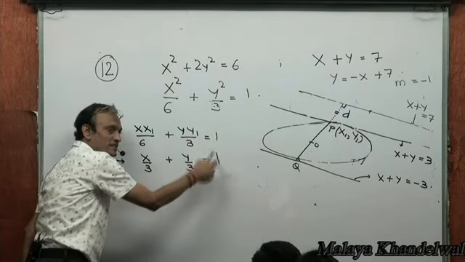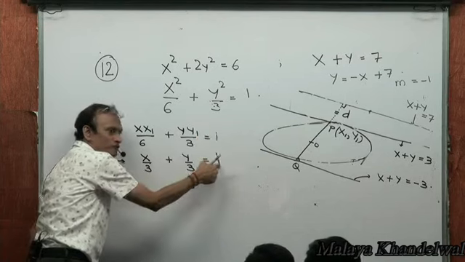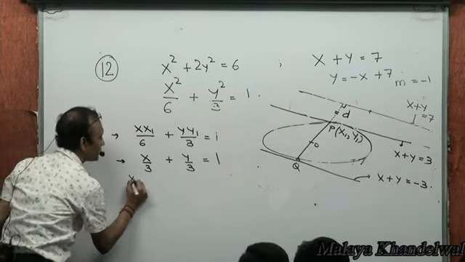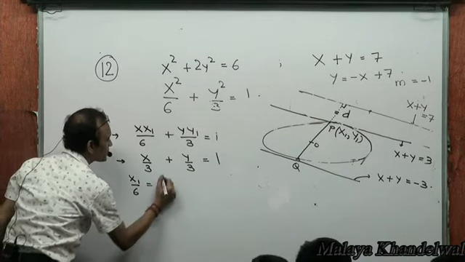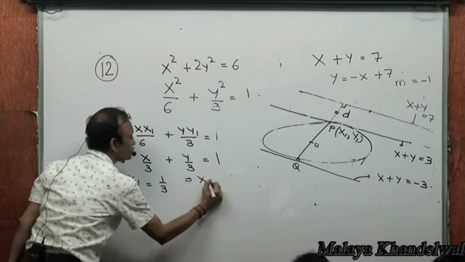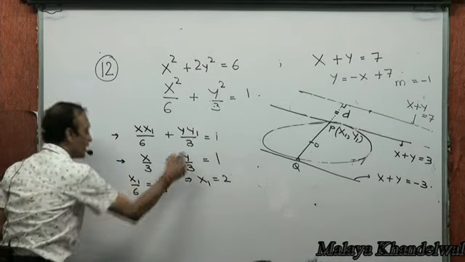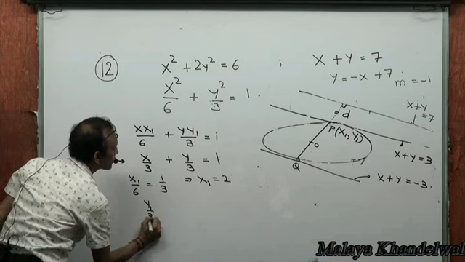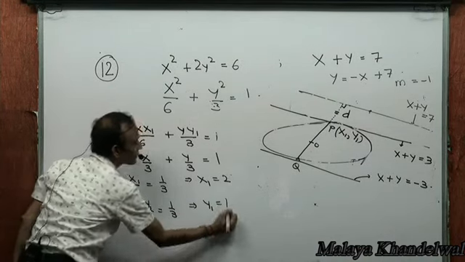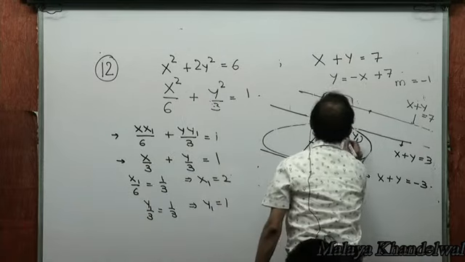And these two represent the same line. If one coefficient is equal, the other coefficients must also be equal. That means x1 by 6 must be 1 by 3. That gives me x1 equal to 2. And similarly y1 by 3 must be equal to 1 by 3, or y1 equal to 1. That means this point P is 2, 1.